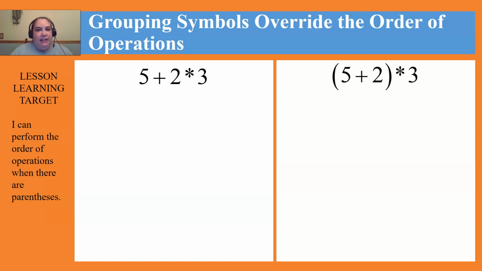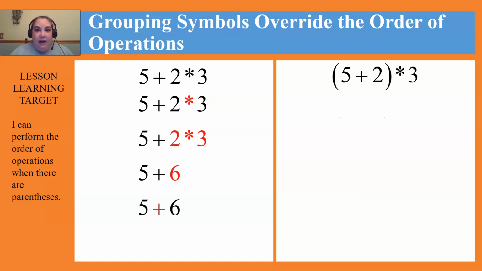So let's take a look at the left-hand side. In order of our operations, there's no grouping symbols, there's no exponents, so I'd be looking for multiplication. And what we're going to do is multiply 2 times 3 to get 6. So now I'm going to perform the addition, and we have 5 plus 6 is 11. So that's what it looks like without any parentheses.